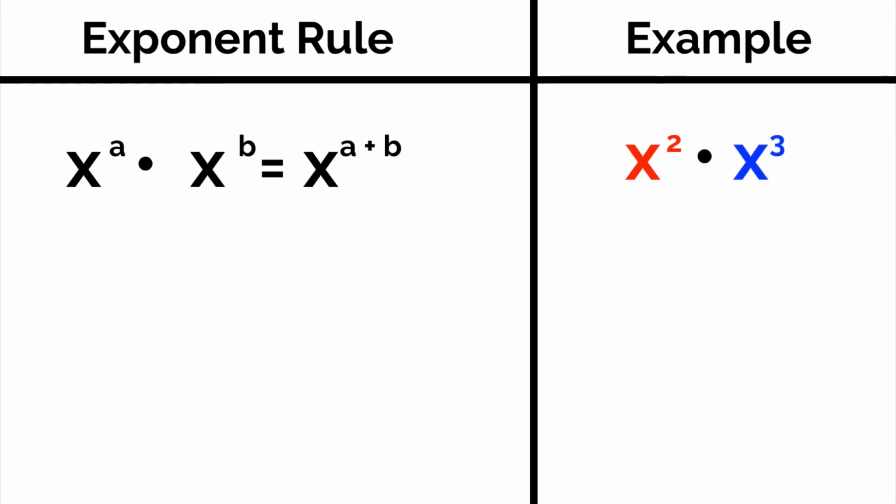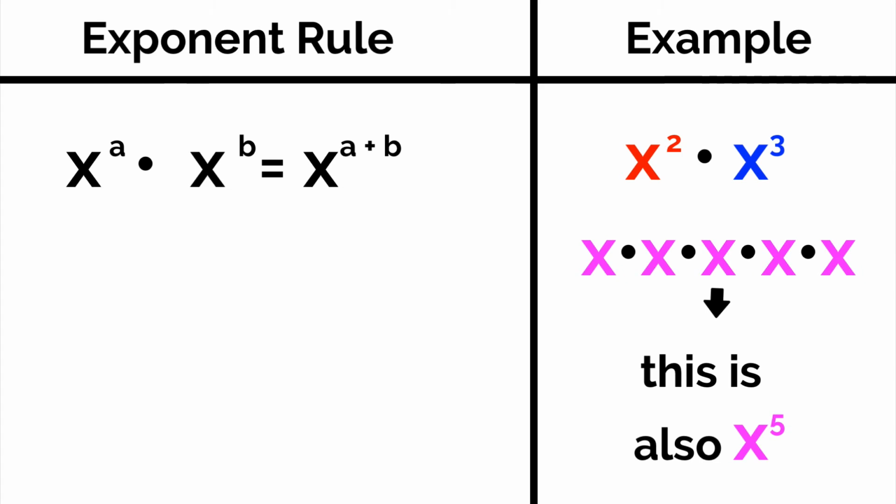Let's learn the rules of manipulating terms raised to exponents. x to the a times x to the b equals x to the a plus b. This must be true because let's say we have x squared times x cubed. That could be written as 2 x's times 3 x's. But that's now just 5 x's in a row. So we should be able to call this x to the fifth.